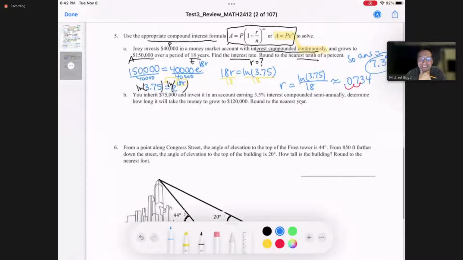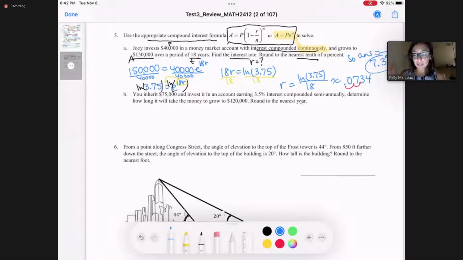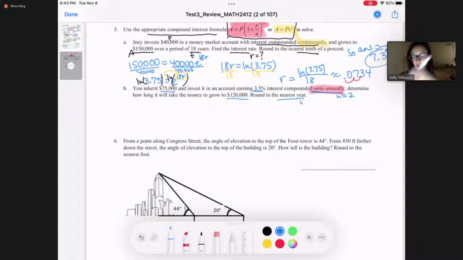Okay, so the next one is going to be a little different. I think we're not solving for R, but for T. Nearest year. So you inherit $75,000, don't you wish? And you invest it in an account that's earning 3.5% interest, compounded semi-annually. This makes a little bit more sense. I feel like that's more accurate. Semi-annually means n equals 2, because it's twice a year. Determine how long it will take the money to grow to 120,000.